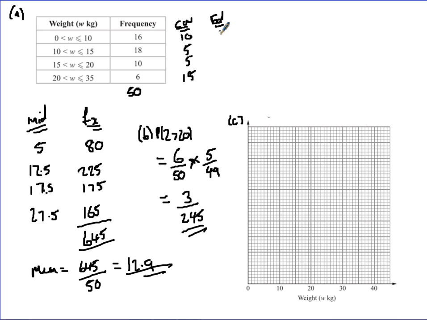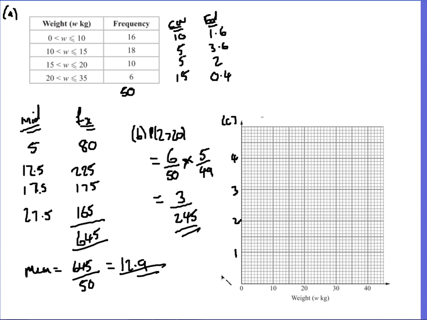We then divide them. There's 1.6. 18 divided by 5 is 3.6. 10 divided by 5 is 2. And 6 divided by 15 is 0.4. So we're going up to 3.6, so I can see each one of these is 1. And then it's the histogram drawing.